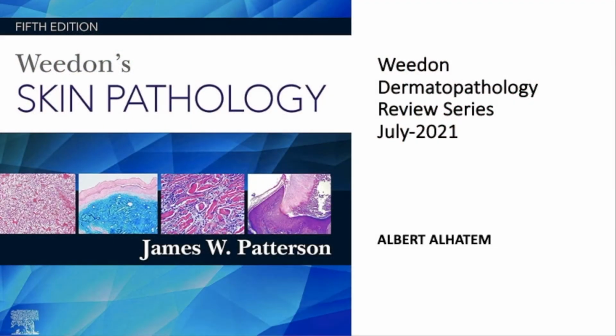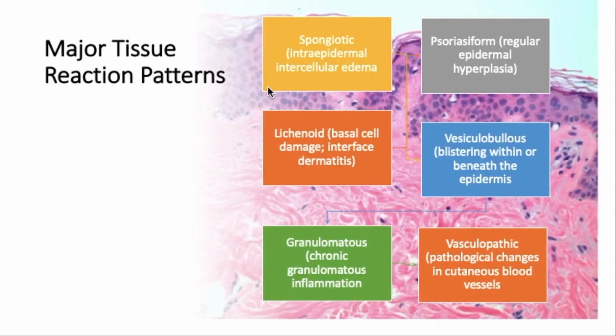Welcome back. We are continuing on our journey into the reaction patterns. Last time we talked about spongiotic reaction patterns, and today we are talking about the psoriasiform patterns as the main patterns that happen in the epidermis. And we said last time that the main feature for psoriasiform reaction patterns is the regular epidermal hyperplasia.